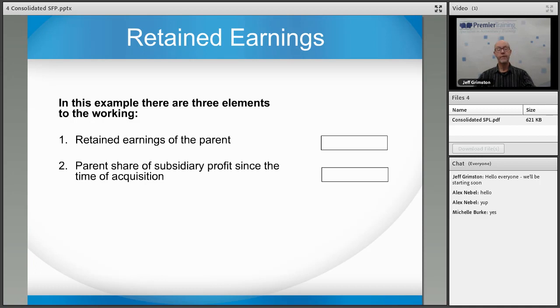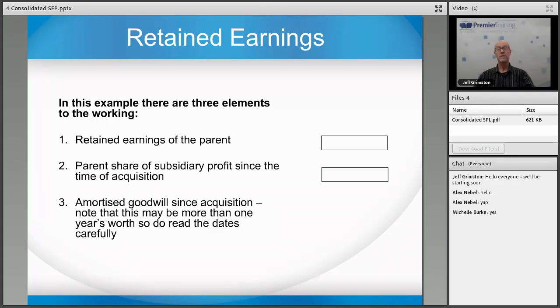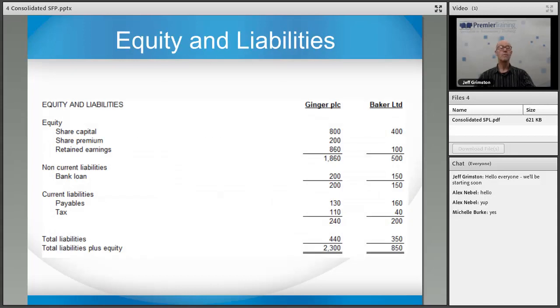And then finally, the third element here is that any amortized goodwill will be subtracted from the retained earnings. Watch out for an example that says the acquisition took place 2 or 3 years ago, because you need to subtract 2 or 3 years worth of goodwill. In this case it's just 1 year, but do watch out for that. So, retained earnings of the parent, first item, nice and easy, 860, there it is.